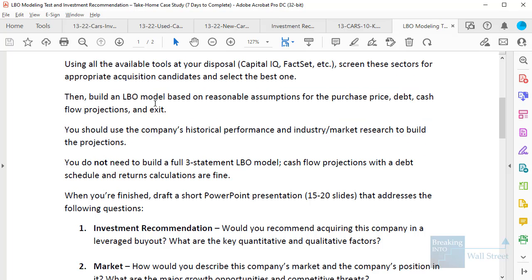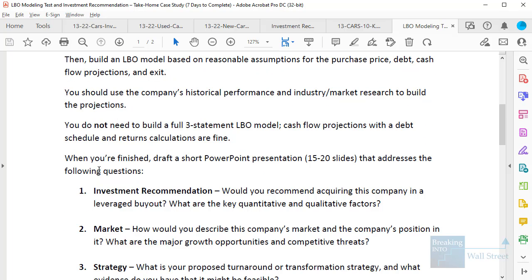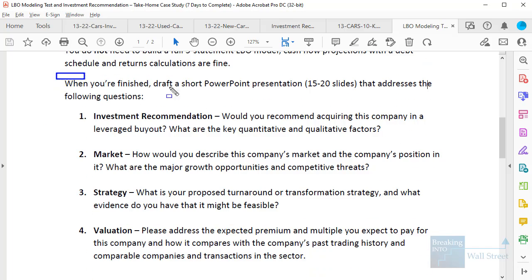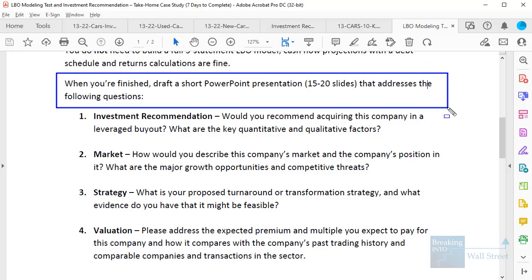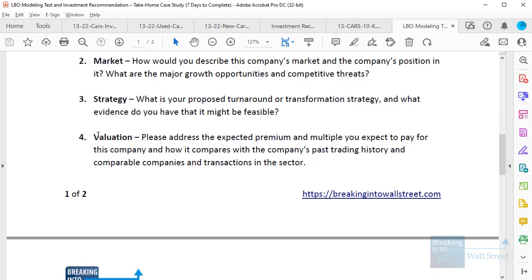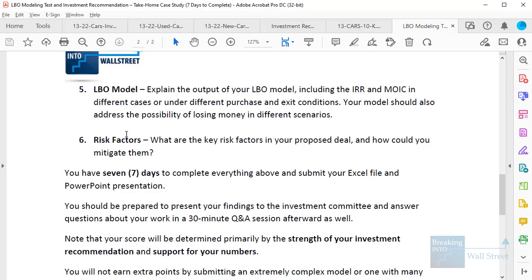And they tell us a little bit about the LBO model. We don't need a full 3-statement LBO model. And they want a PowerPoint presentation of 15 to 20 slides with the investment recommendation, a market overview, the strategy overview, some valuation information, the LBO model, and risk factors.